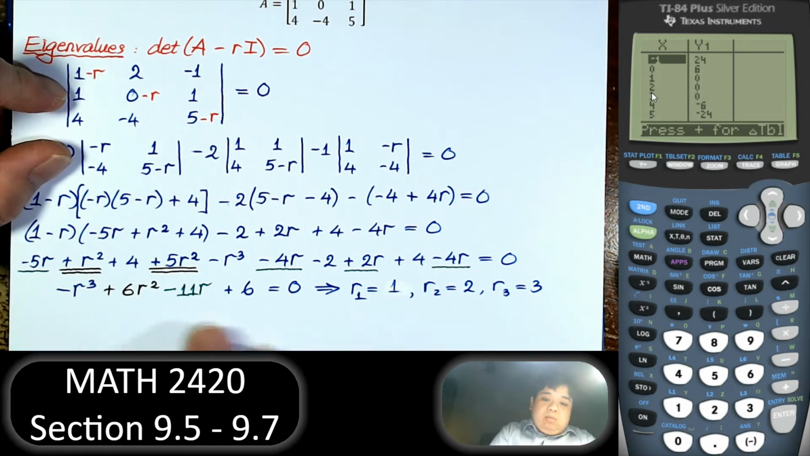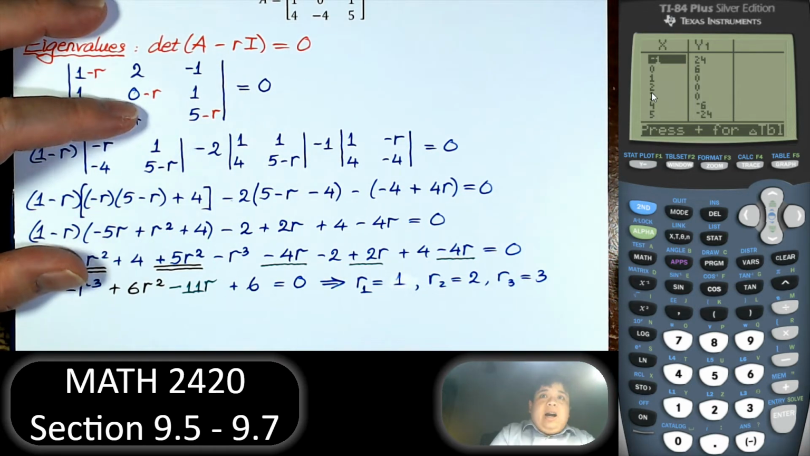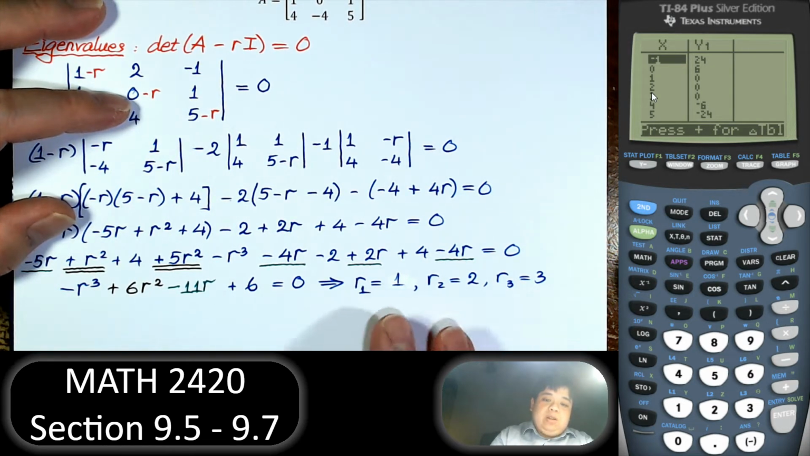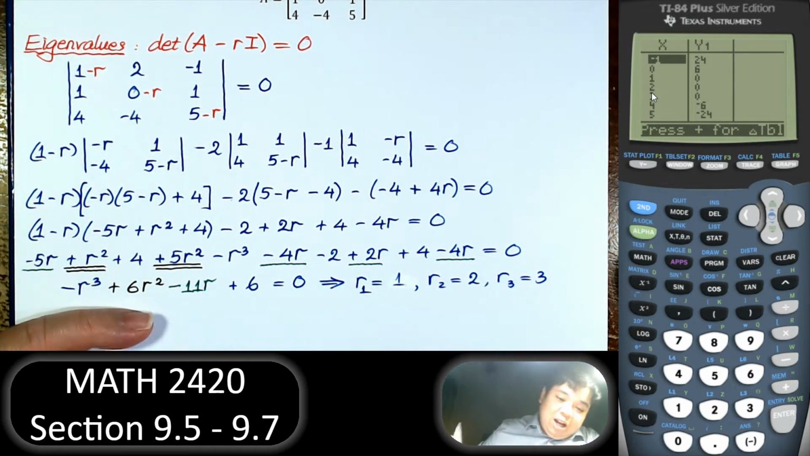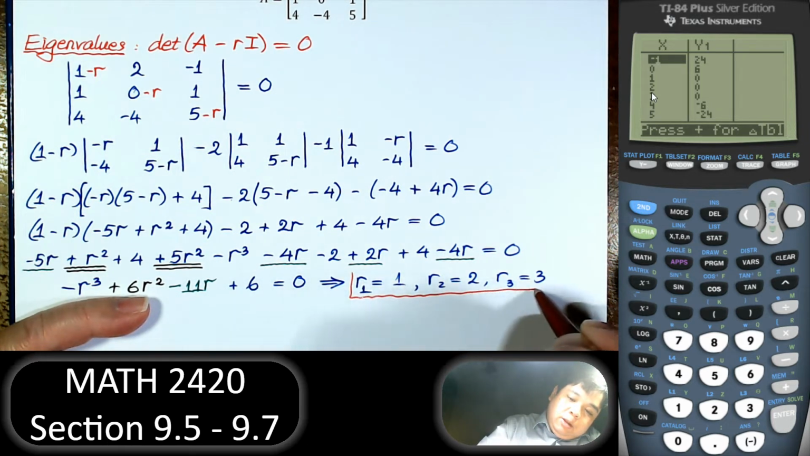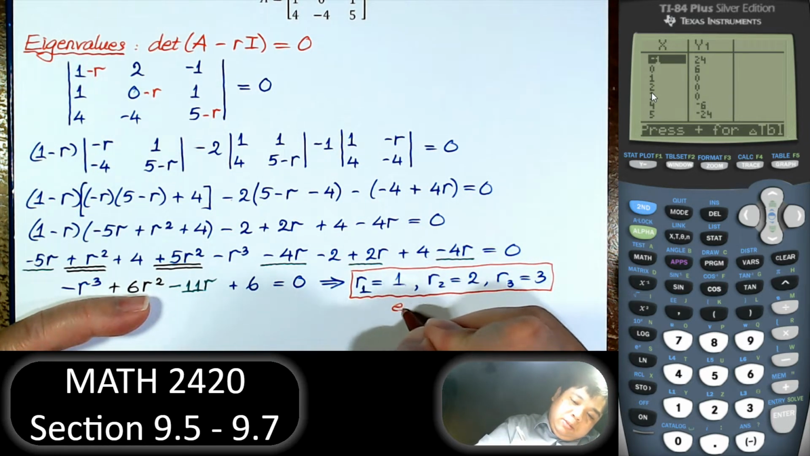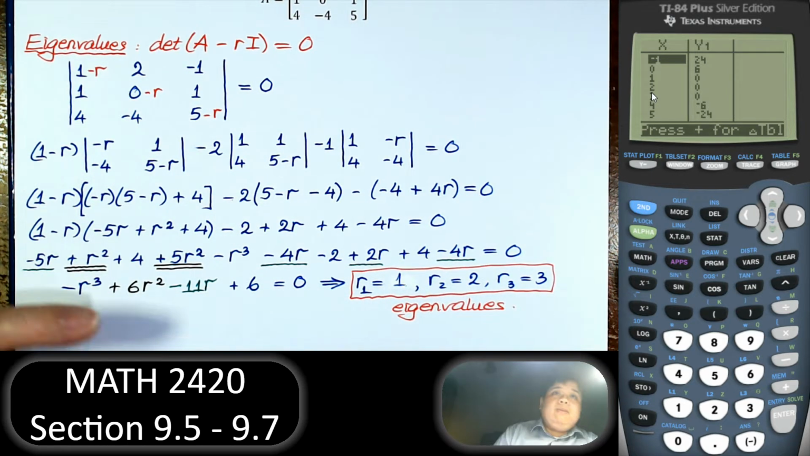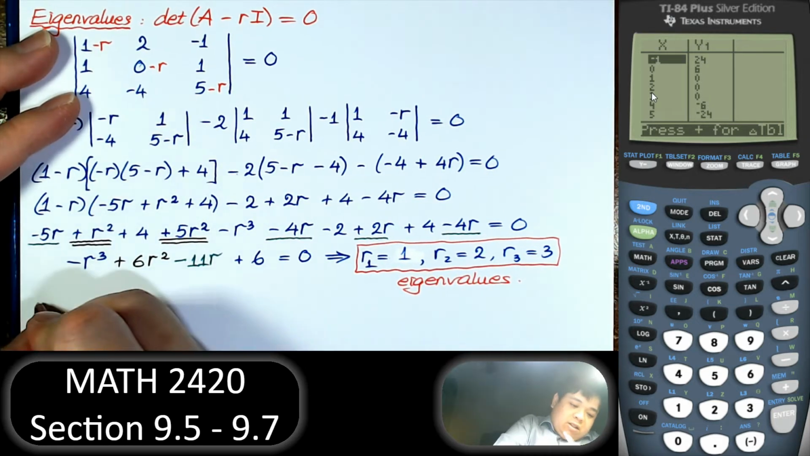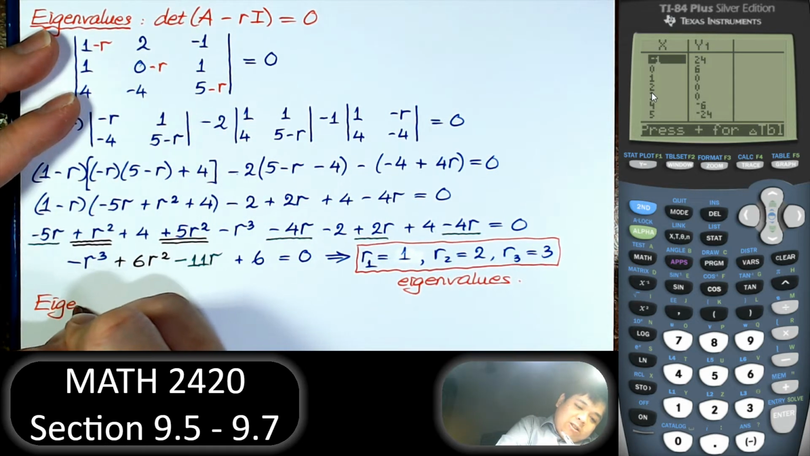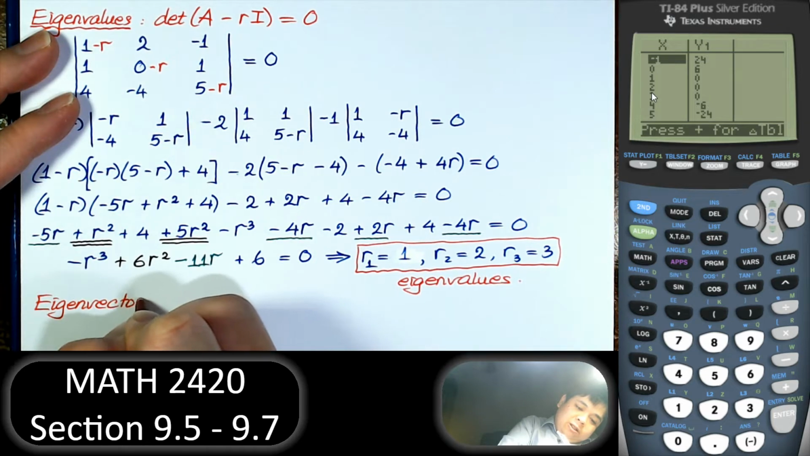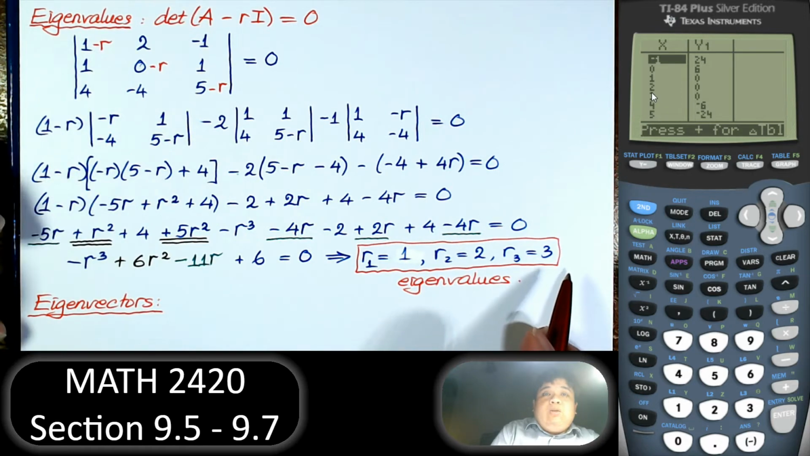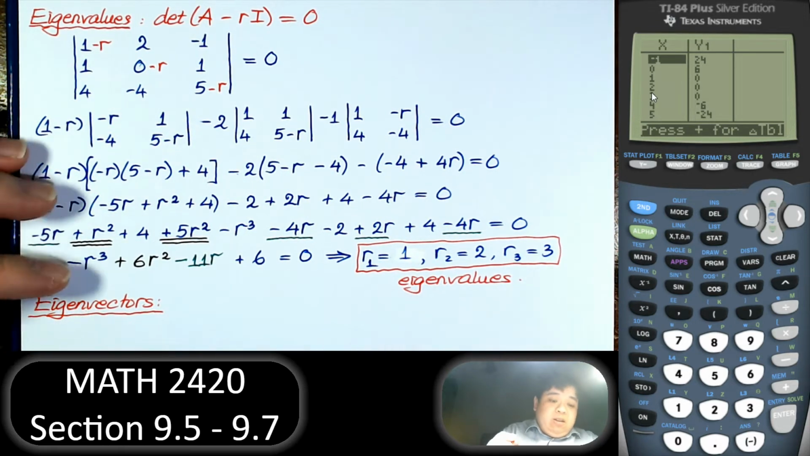Of course we could just do the factoring, but just look at the graph, the intersection, the x-intercepts 1, 2, and 3. So those are the eigenvalues. Alright, we have it. Now the eigenvectors. There were 3 eigenvalues, so there should be 3 eigenvectors.